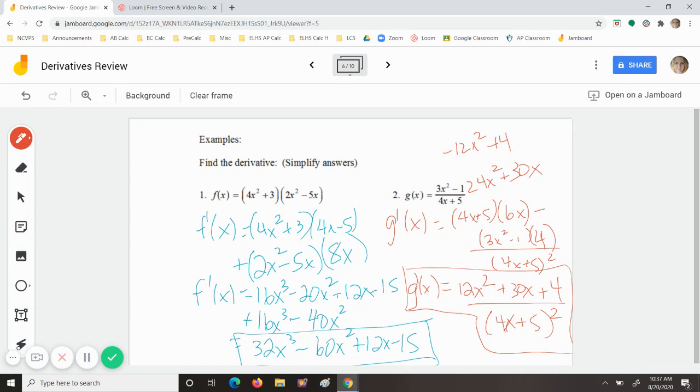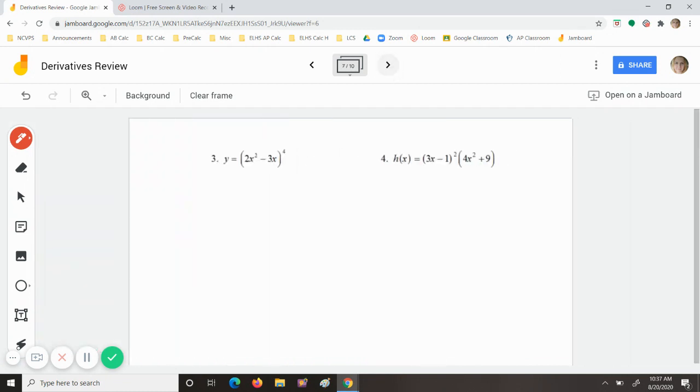Say we were doing a problem where we were trying to find the equation of a tangent line, we wouldn't have to simplify all the way down. We could use that original equation once we took the derivative without simplifying and plug in there depending on what we needed for the problem. All right, here's a couple more. We want to find the derivative, so let's keep working here.